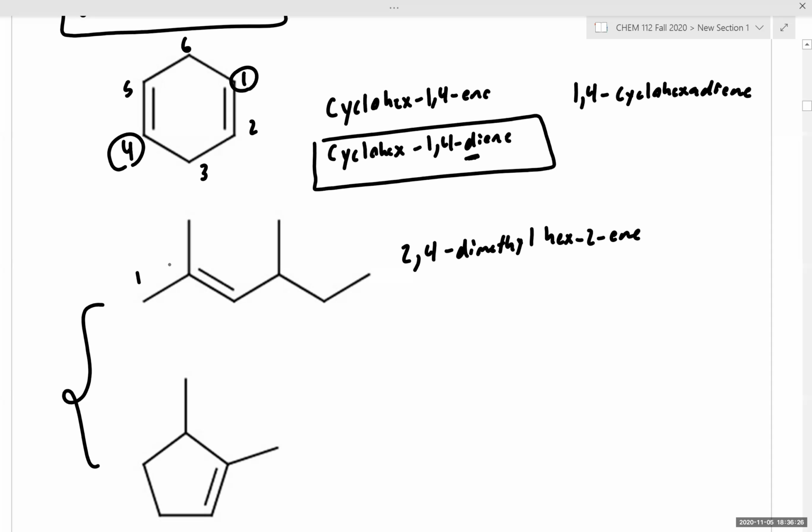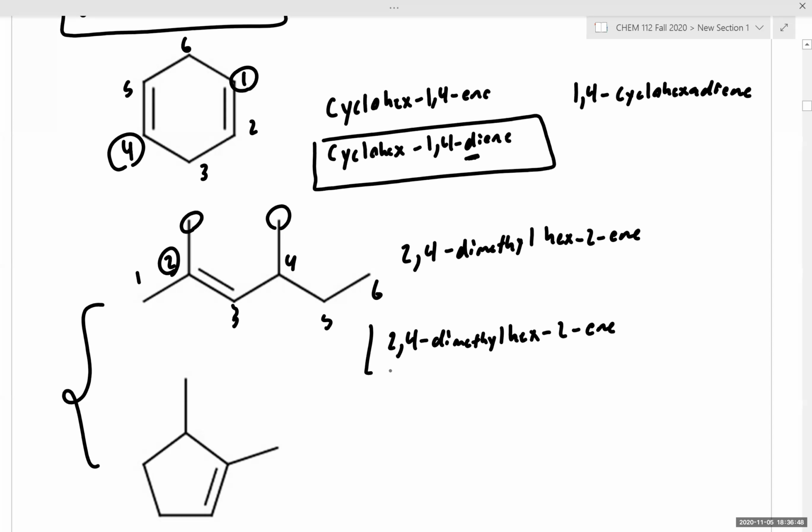Okay, so looking at our locant numbers, we have a methyl group at 2 and 4. So we have 2,4-dimethyl as our substituents. And then it's a 6-carbon chain, so it would be hex. And our alkene's at the 2 position, so we name it as hex 2-ene. So the name for this second structure looks perfect.